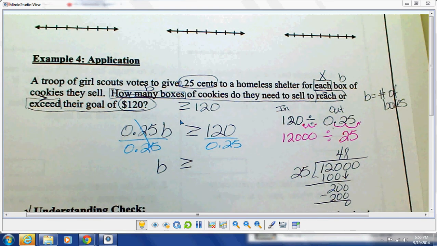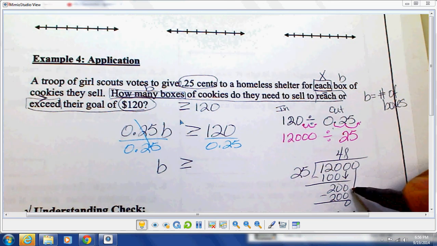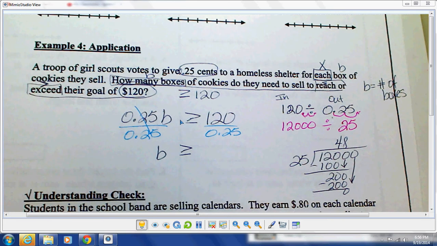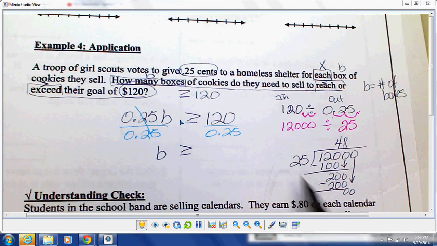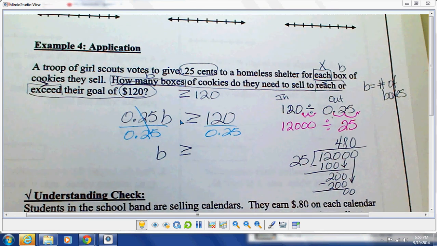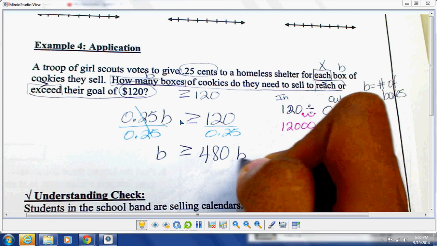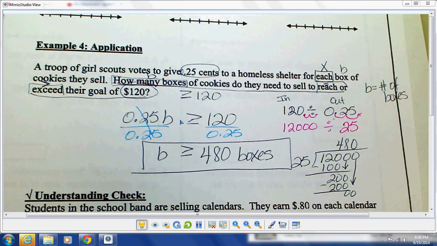Now, we shouldn't have 48 because I still have a number here to bring down. That's where a lot of you mess up. Remember, anything under that quotient symbol, under that bracket, you've got to bring it down. So we still have to see how many times 25 is going to go into 0. It's not, so a 0 needs to be there. So actually, your solution is 480. So B is greater than or equal to 480 boxes.